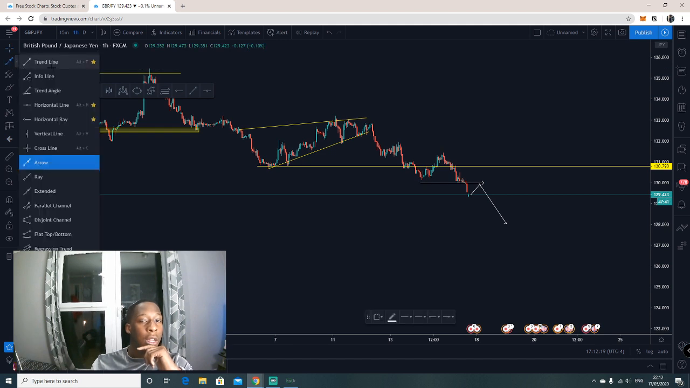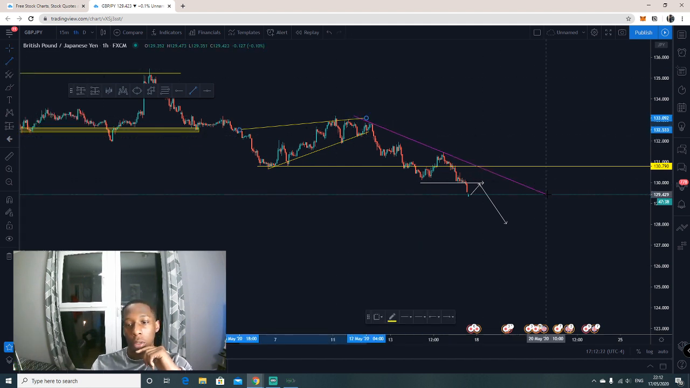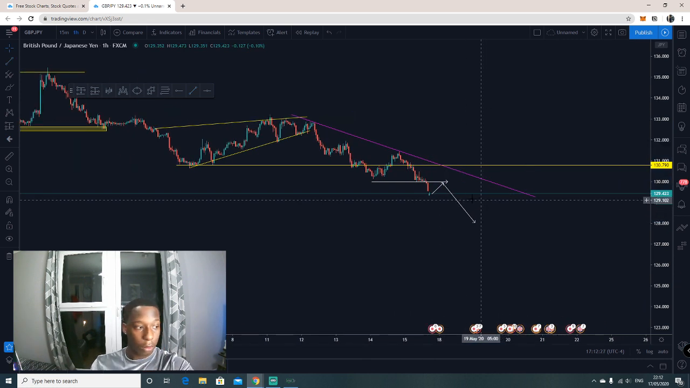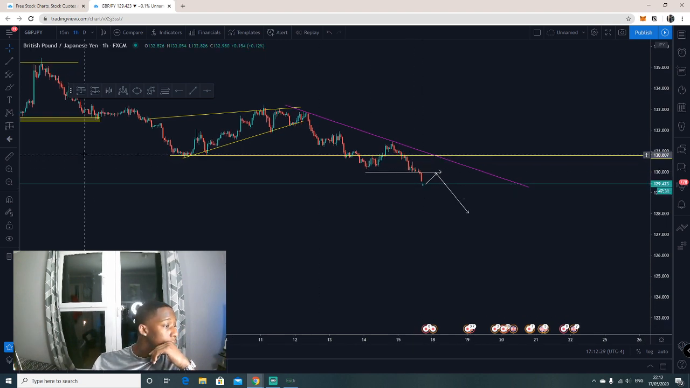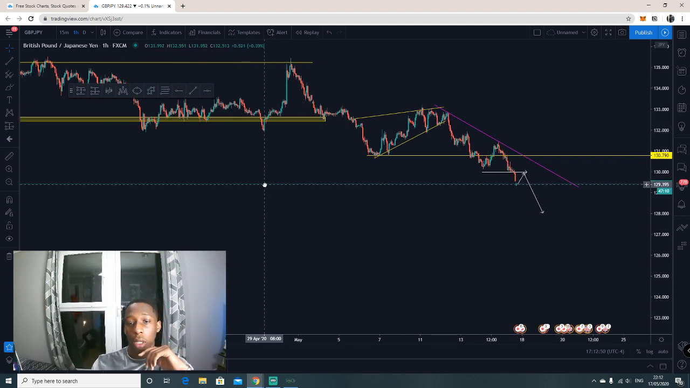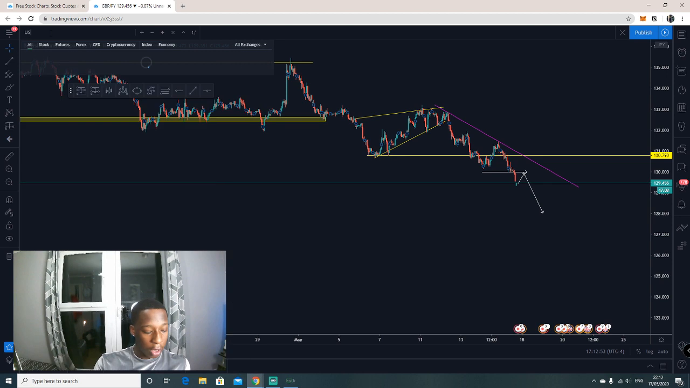Might even have a little trend line going. Alright, cool. Someone said AUD USD. USD CAD. Alright, I could do USD CAD. Let's see what's happening with USD CAD.